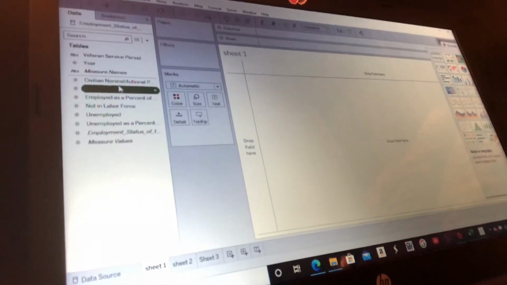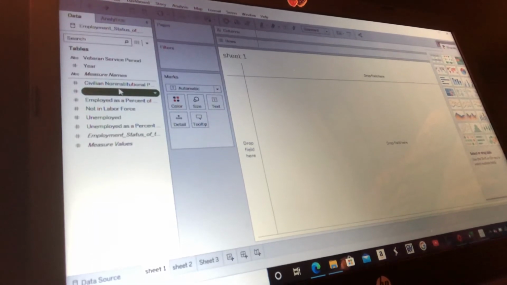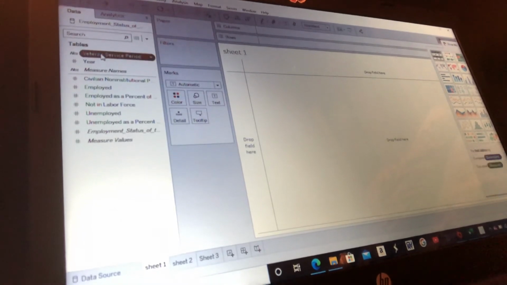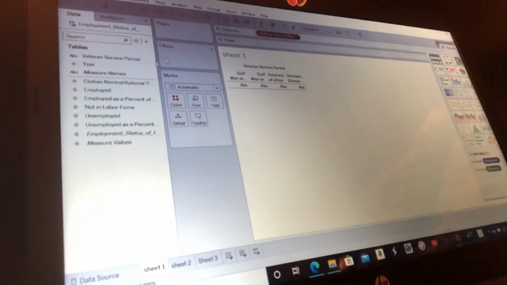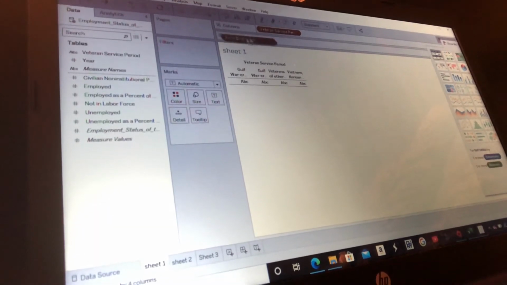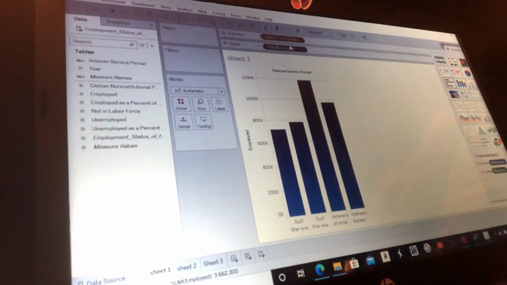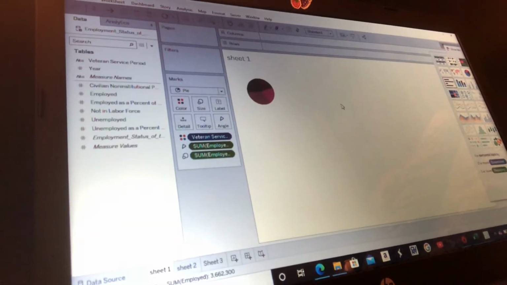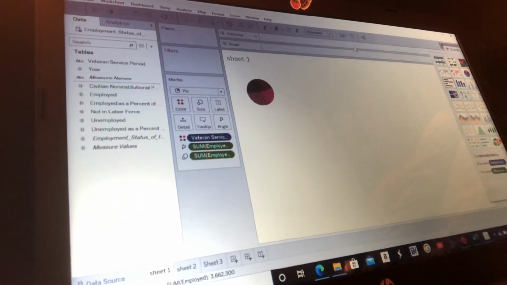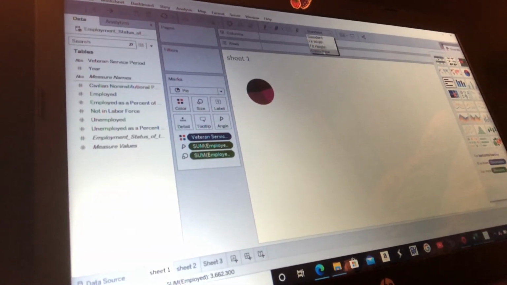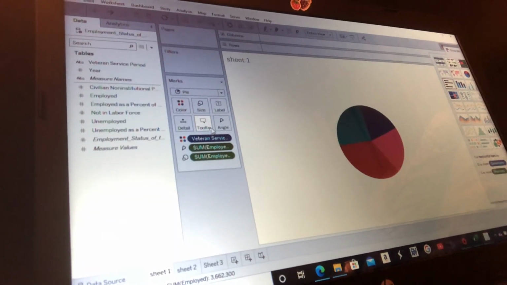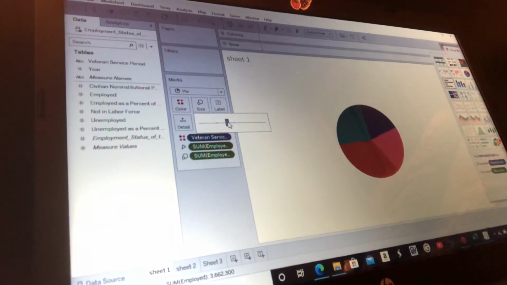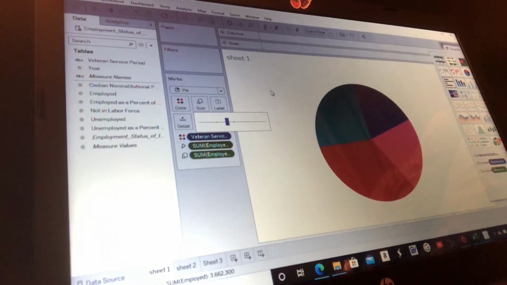For my first sheet, I'm going to look at the veterans that were actually employed when they came out of service. So I'm going to put veteran service period in columns, and employed goes into the rows section. It comes up as a bar graph. However, I would like to do it as a pie chart, so I'm going to select it over here and it turns into a pie chart. To get the pie chart to be a normal size, I can go to standard and put it to entire view. That makes it a little easier on the eye, and I'm also going to change the size to make it a little bit bigger and clearer for us to see.